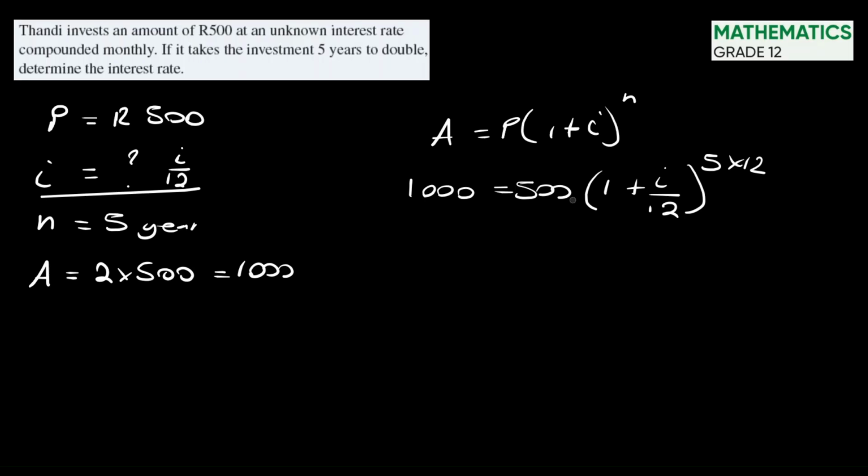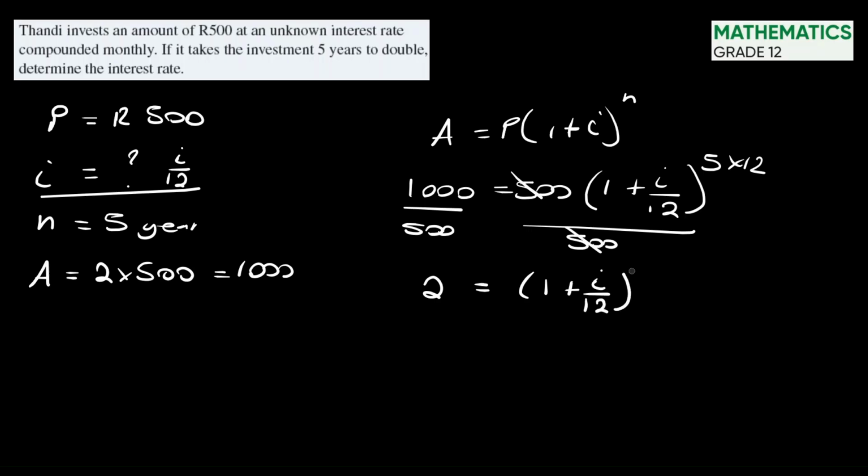Divide both sides by 500 because we're interested in the bracket over there. If we divide both sides by 500, you can see that 1000 divided by 500, we know that will be 2, equals to 1 plus i over 12, to the power of 5 times 12, which is 60.